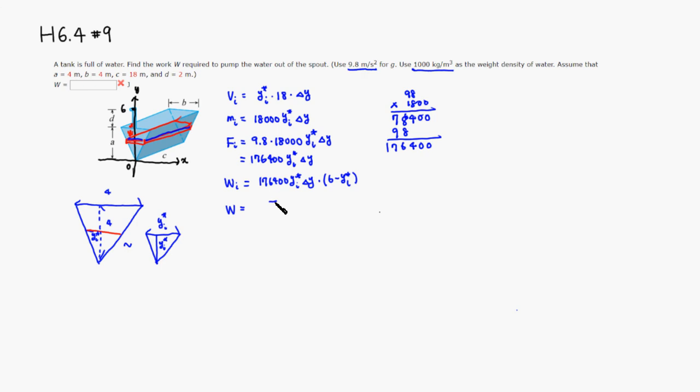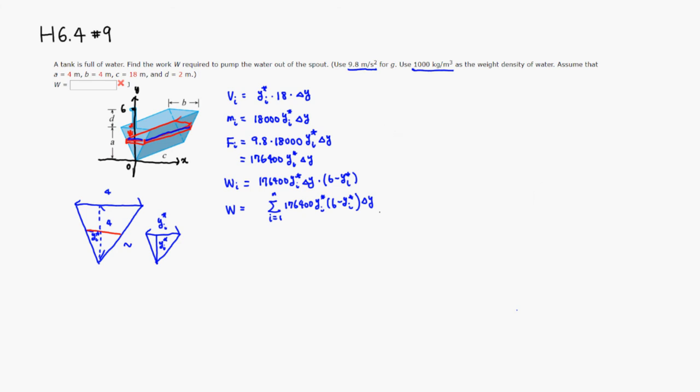So you have a summation. i goes from 1 to n. Then you have 176400 yi star. Then I'm going to put the 6 minus yi star and the delta y. Right? So therefore, we have an integral. We can easily turn this into an integral. So I'm going to just get rid of that one.